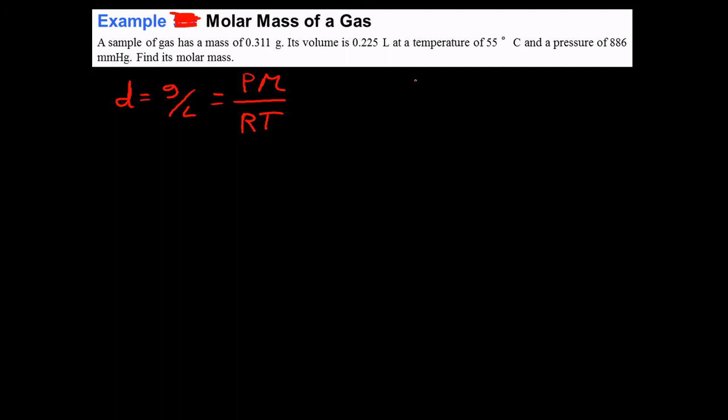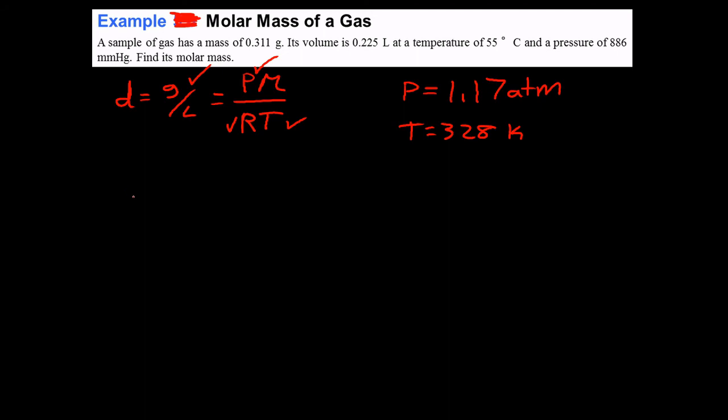We're given the pressure, which is 886 millimeters of mercury. So to get that in atmospheres, we'd want to divide it by 760, and I'm just going to go ahead and do that without writing it down. So 886 divided by 760 gives me 1.17, we'll say, atmospheres. And then the temperature is going to be 55 plus 273, which is 328 Kelvin. All right, so we have our temperature, we know the constant, we know the pressure, and we were given enough information to find the density.